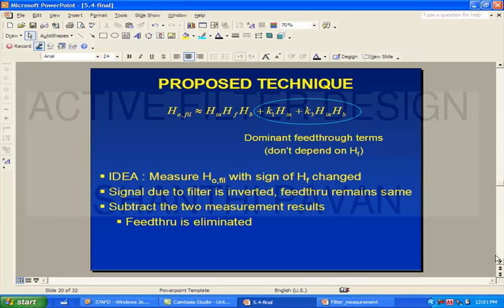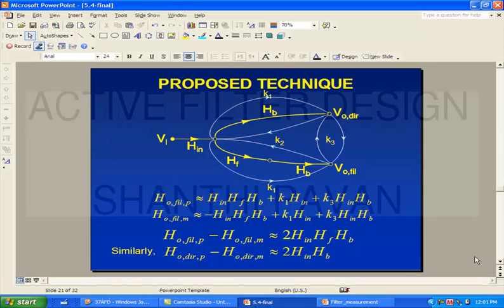So the idea is to measure the filter path output with the sign of Hf changed, which is very easy to implement, and therefore the signal due to the filter is inverted and the feed through remains the same. When you subtract the two off, the feed through goes away, right, and you get Hn, Hf, Hb. Similarly, the direct path also will have the same problem. So you can do that to both of them, and you do all the math, and finally if you subtract with +1 and -1, you get Hn, Hf, Hb times 2. Direct path also you will get 2 Hn Hb. If you take the ratio of the two, then you should get simply Hf, right.